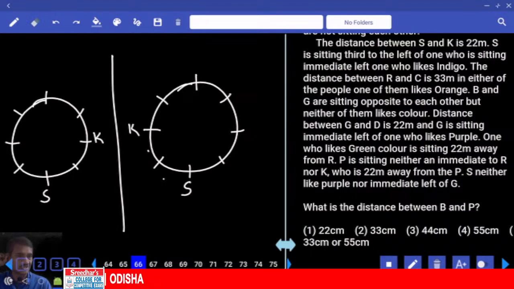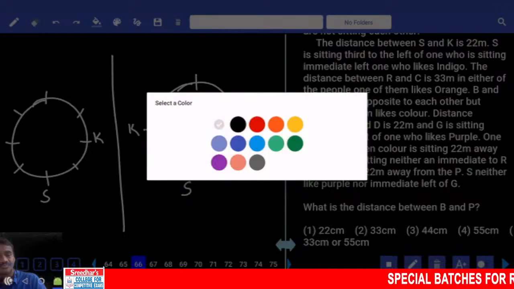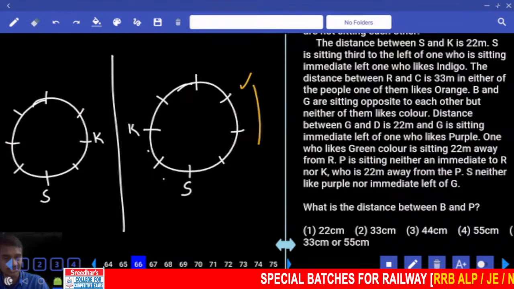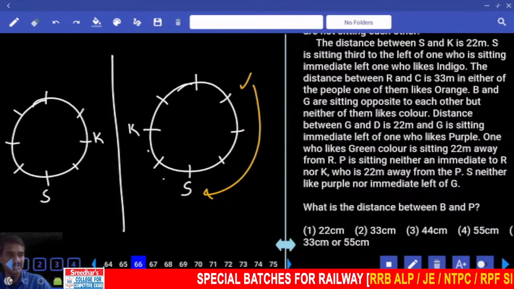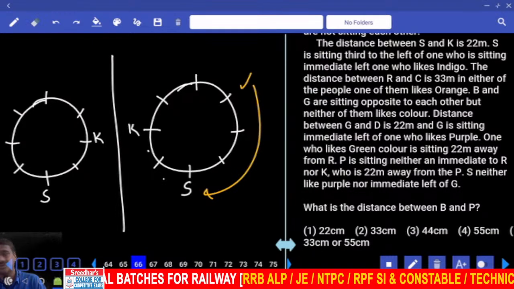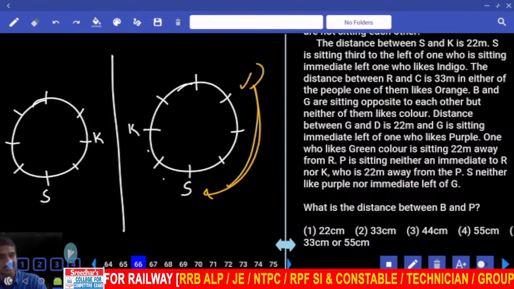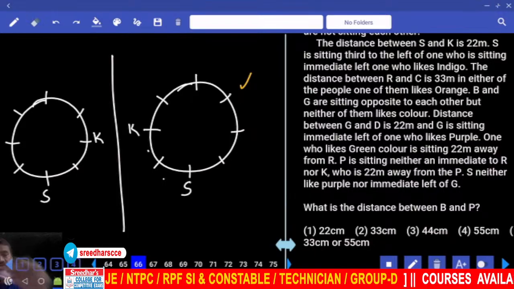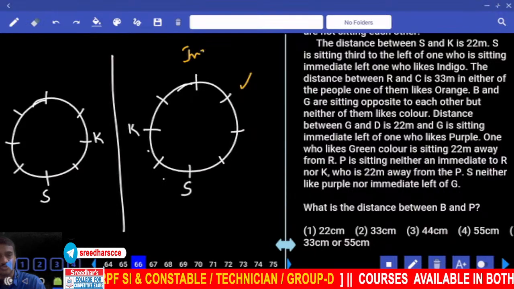SC is sitting third to the left of the one. SC is sitting third to the left hand side of whom? Third to the left hand side of one person. Now this person. SC is sitting third to the immediate left of the one who likes indigo. This person is to the immediate left of indigo. And so where should this indigo be? Indigo must be opposite to S.